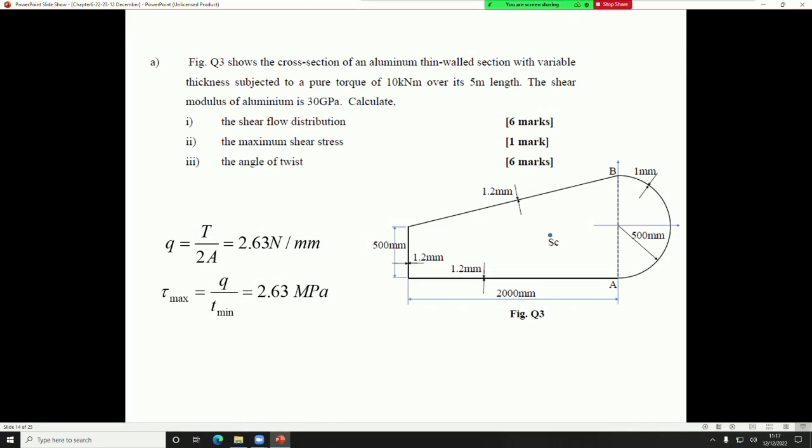Single cell. And finally, the angle of twist. For angle of twist, I need the rate of twist first, then multiply it by the length. Length is 5 meters.